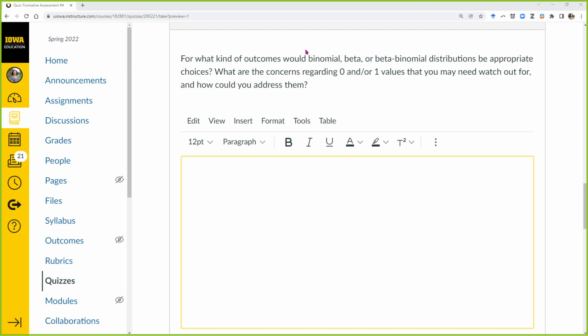And with respect to zeros and ones, we'll make this a yes-no set of questions. Does the binomial distribution allow perfect scores, like all of them correct or all of them incorrect? Yes, it does. Does beta? No, it does not. How about beta binomial? Yes, it does.